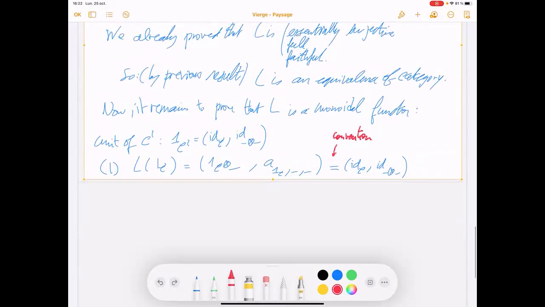So I wrote that in my notes, but I don't remember why I wrote that. So maybe it will make sense.